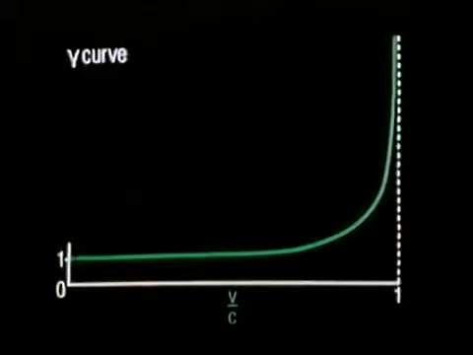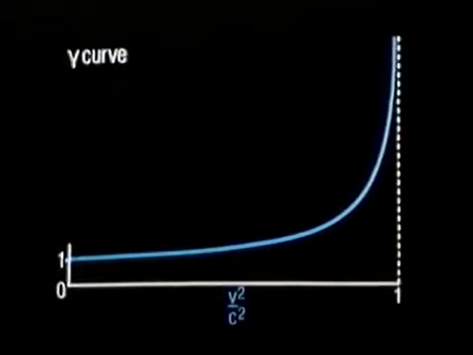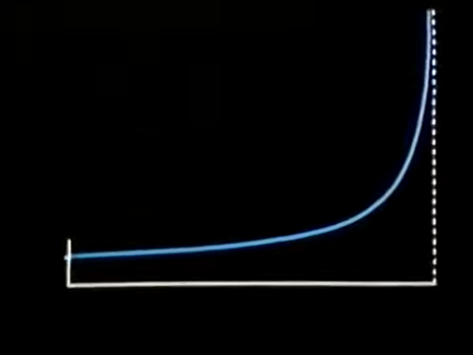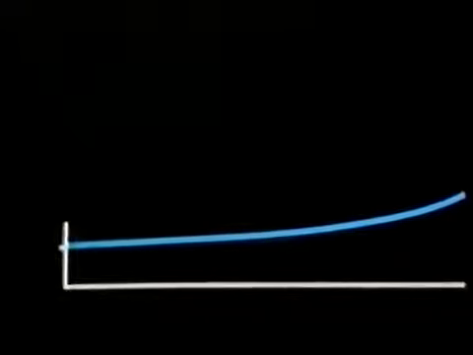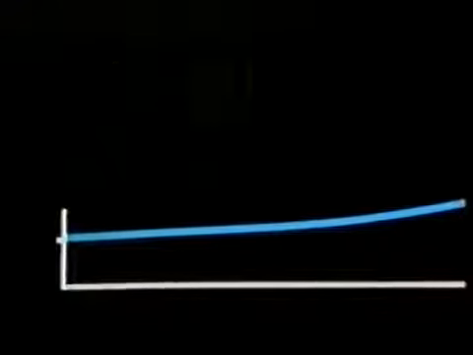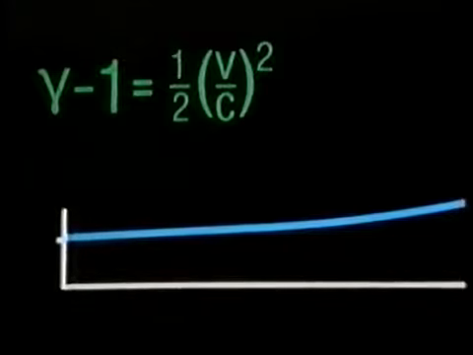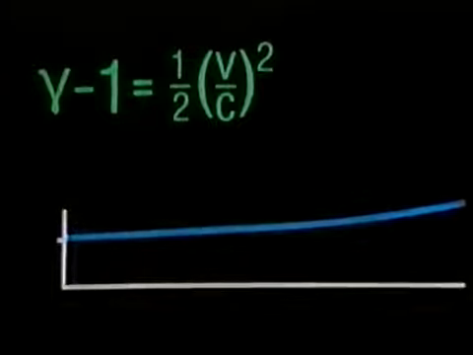The gamma curve used V over C as the horizontal axis. It doesn't look very different if we change that axis to the square of V over C. But suppose we magnify the beginning of the curve for very small values of V over C, where gamma is slowly rising above unity. We get a straight line, and its slope is a half, or in symbols, gamma minus 1 equals a half (V/C)². So the mass at low speeds is given approximately by this.